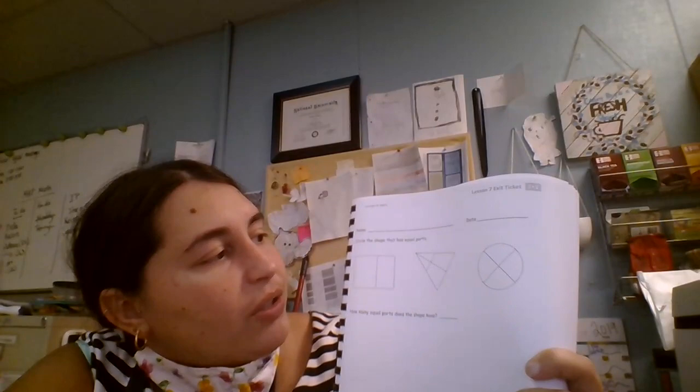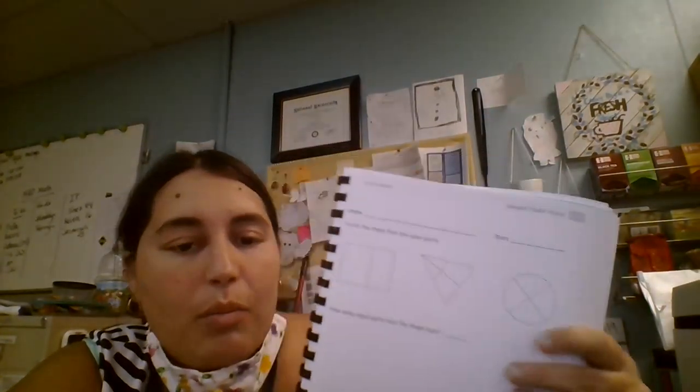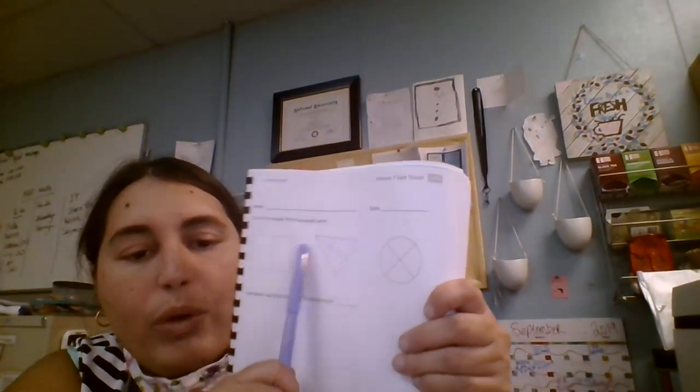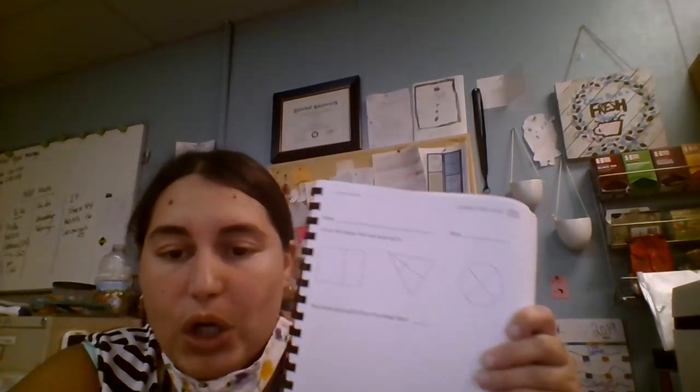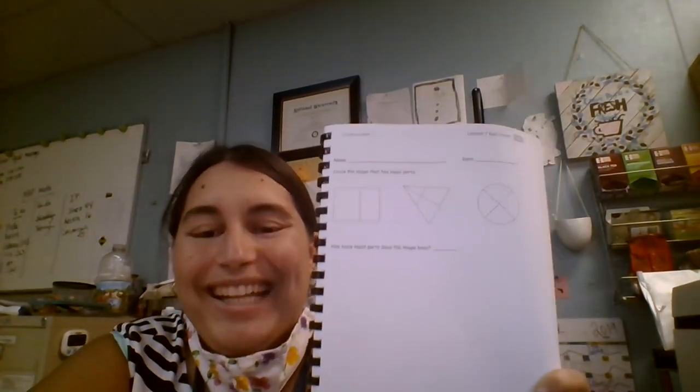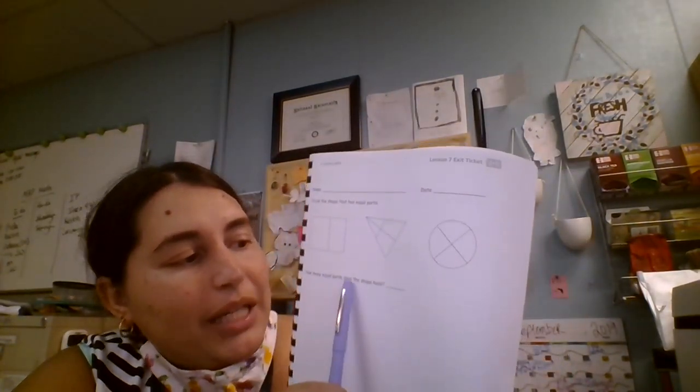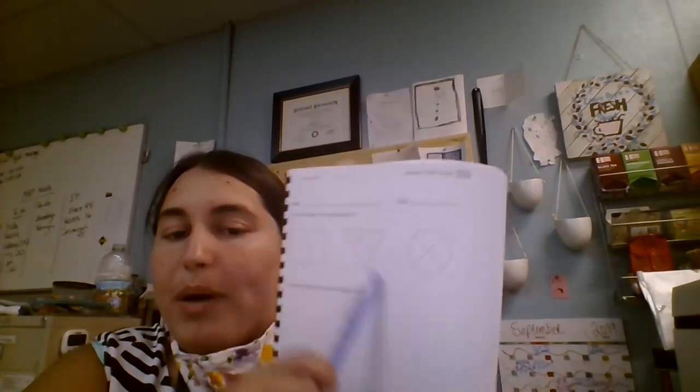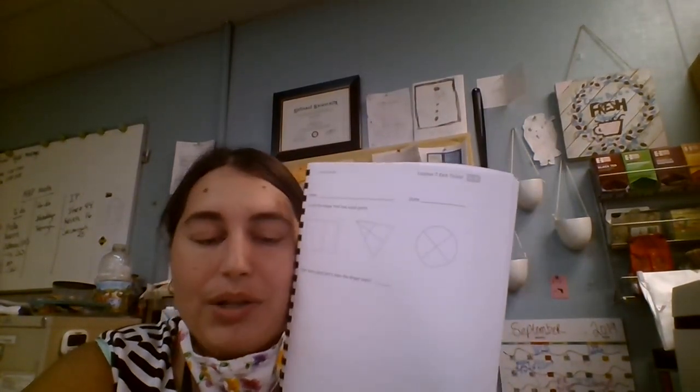All right, circle the shape that has 4 equal parts. So looking at these shapes, which one has equal parts? You need to circle only one, and the only one you circle is the one with 4 equal parts. Then on this line down here, how many equal parts does that shape have? So once you figure out which one has the equal parts, how many equal parts are there?